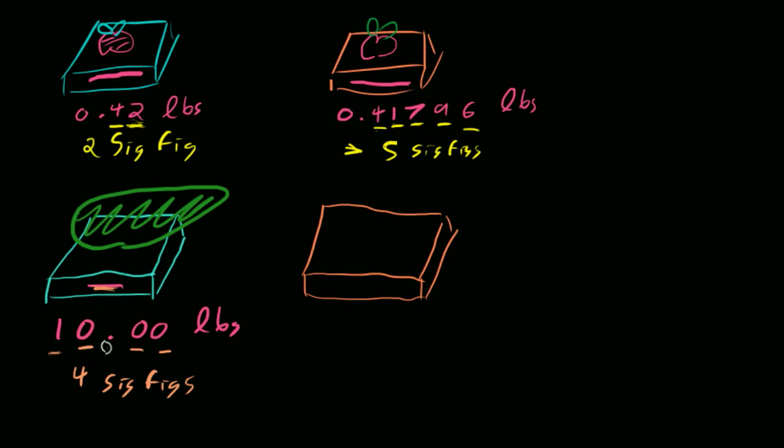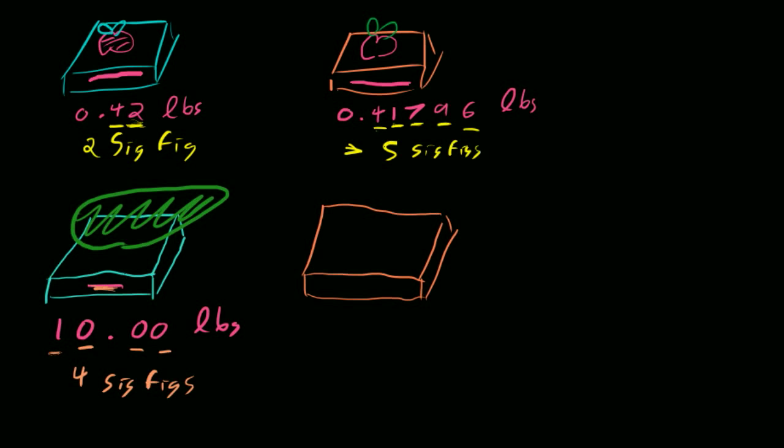It's because we have these trailing zeros, and I'll definitely talk more about the rules of counting sig figs in probably the next video. But these trailing zeros are all going to be significant. These are telling us that we have very close to exactly 10 pounds of watermelon. So this is going to have 4 sig figs.